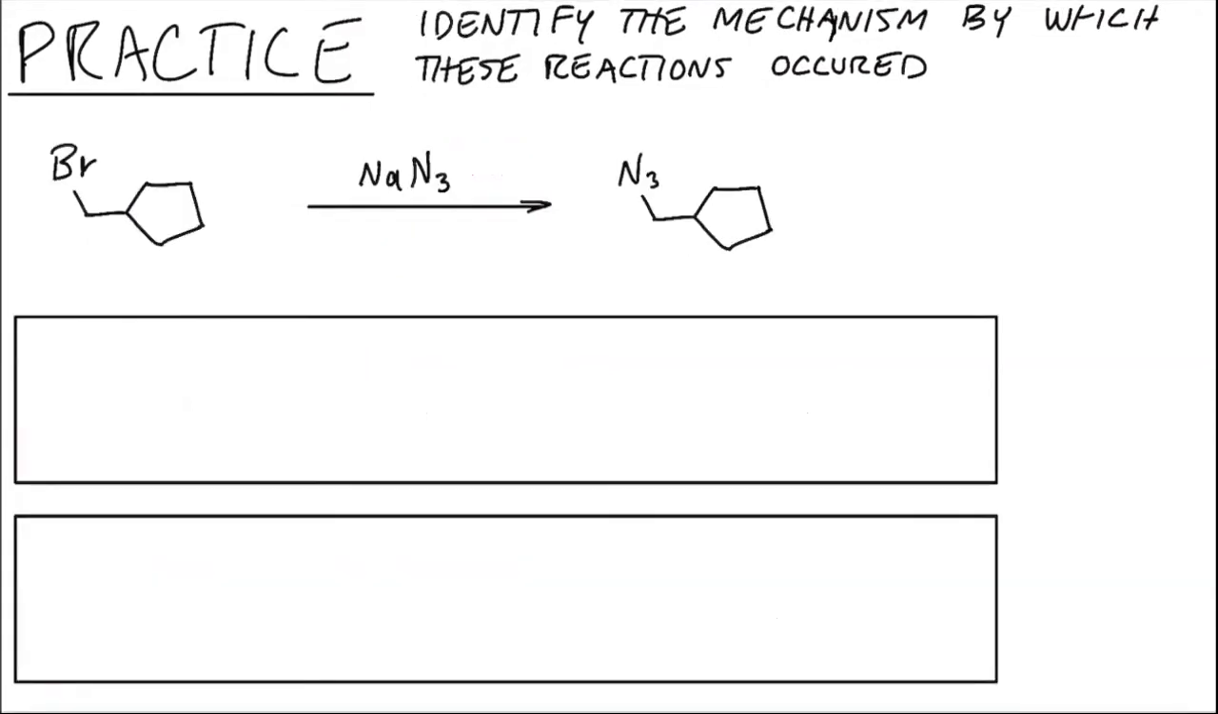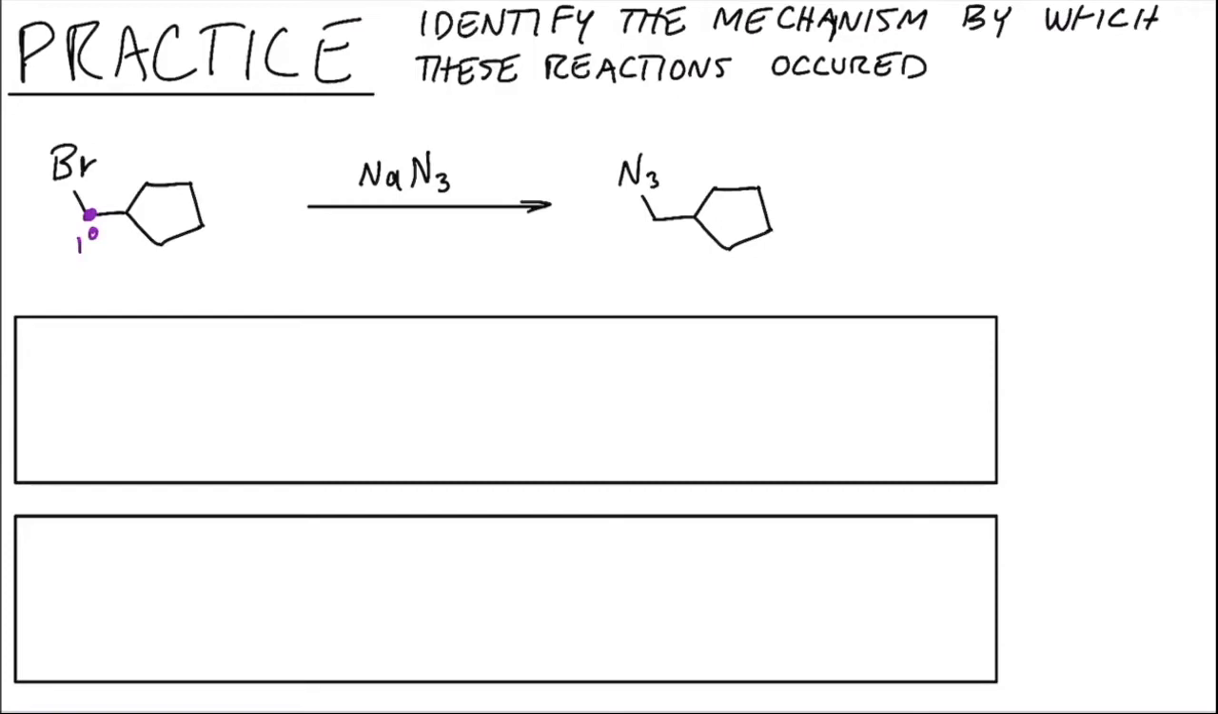Pause the video here and make a prediction about this first one. Which mechanism do you think this reaction occurred by? And if you're not sure, let's analyze it. We have bromine as our good leaving group here, and that is a primary carbon. So that probably tells us something about which types of reactions we're not allowed to do. Think for a second, maybe make some notes about what reactions are off the table now that we have a primary leaving group. And while you're thinking about that, let's analyze our nucleophile or base.